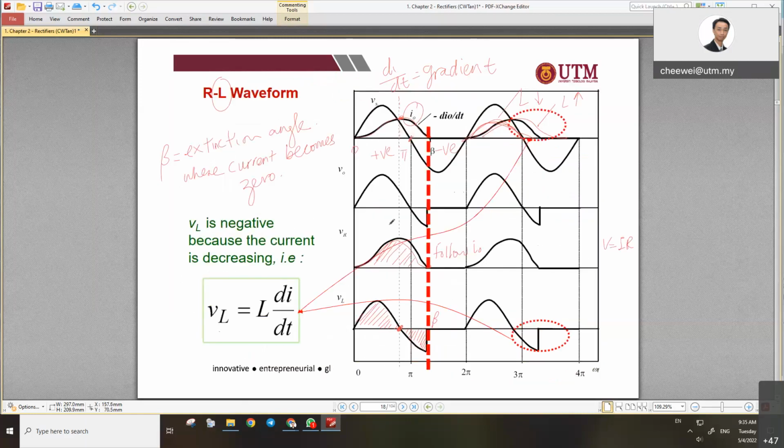So for VR plus VL, I'll label them A and B. The waveform of V out is actually A plus B. You add them, then you get this waveform. And this waveform is following the input. See, it crosses pi and it stops where? It stops at the point where both stop, at beta.